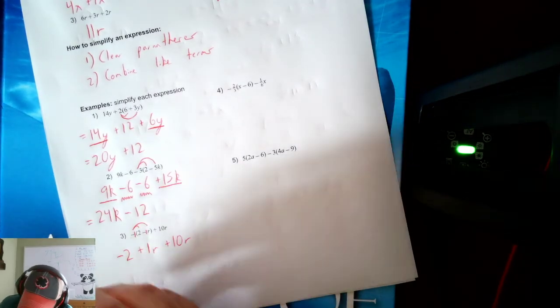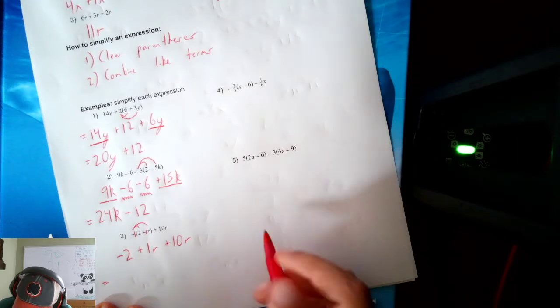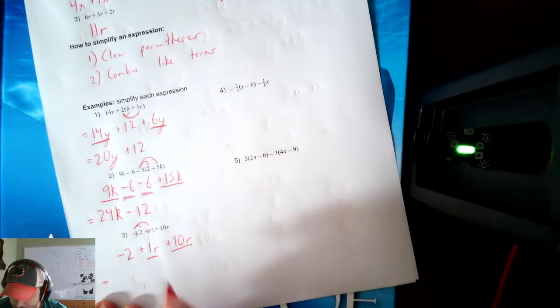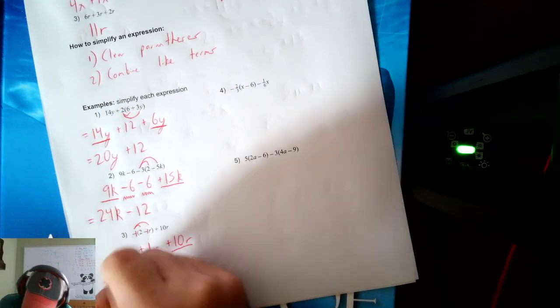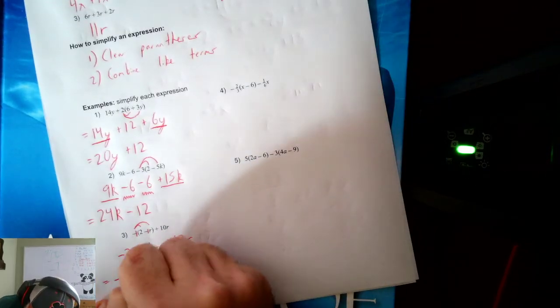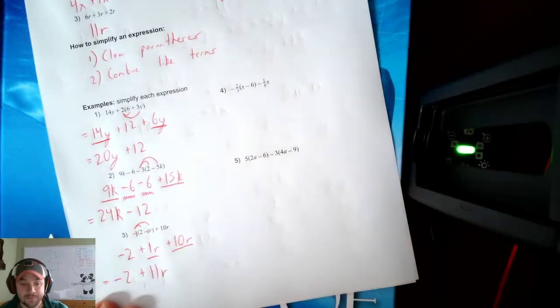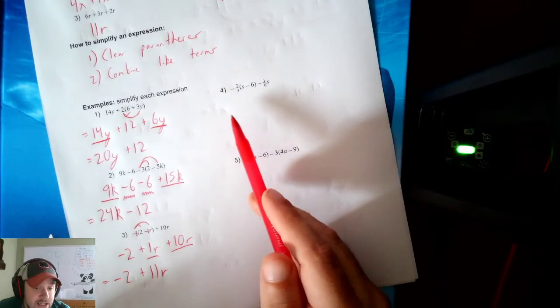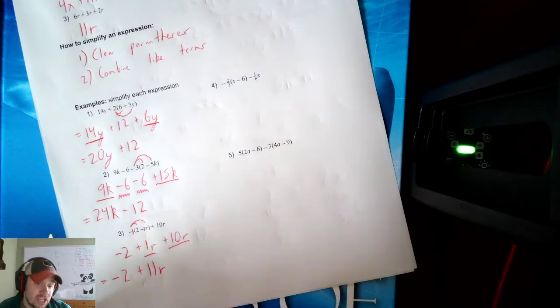Negative 2 has no like terms, so I'll skip past it. R and R, I can combine r's, right? Positive 1 and positive 10r combine to be positive 11r, right? We can add them together. Maybe we're scared of fractions. Maybe we want to skip it. Maybe we want to see another example before we do fractions.